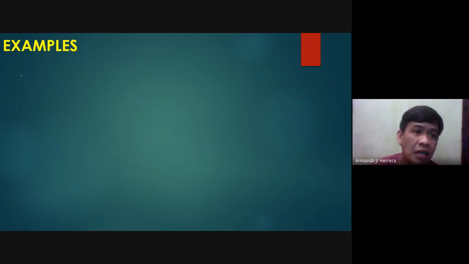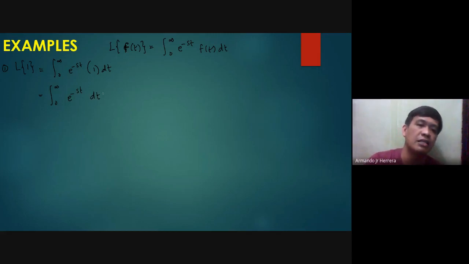So, let us try to solve the Laplace transform of 1. So, example number 1. Again, by definition, sabi ni Laplace, transform of any function of t is equal to integral from 0 to infinity of e to the minus st f of t dt. So, here, pwede natin siyang equate as e to the minus st times 1 dt. So, that's integral from 0 to infinity of e to the minus st dt, because 1 times that is simply e to the minus st dt.